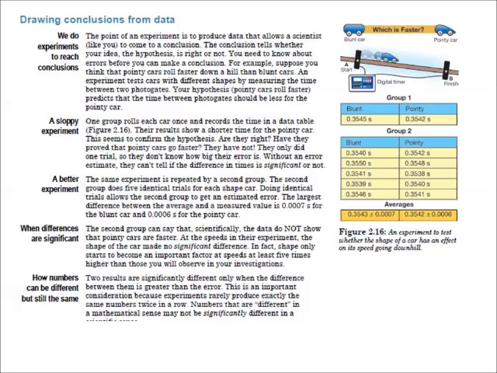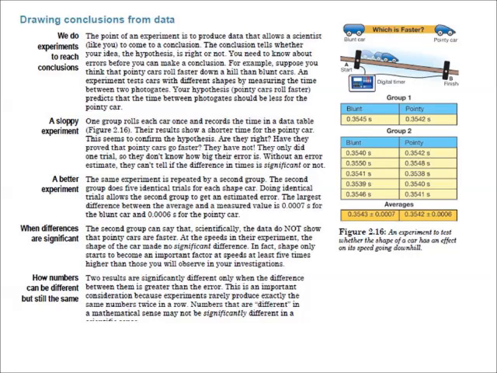For example, suppose you think that the pointy car rolls faster down a hill than the blunt cars. The experiment tests cars with different shapes by measuring the time between 2 photogates. Your hypothesis, pointy cars roll faster, predicts that the time between the photogates should be less for the pointy car. One group rolls each car once and records the time in a data table, Figure 216.